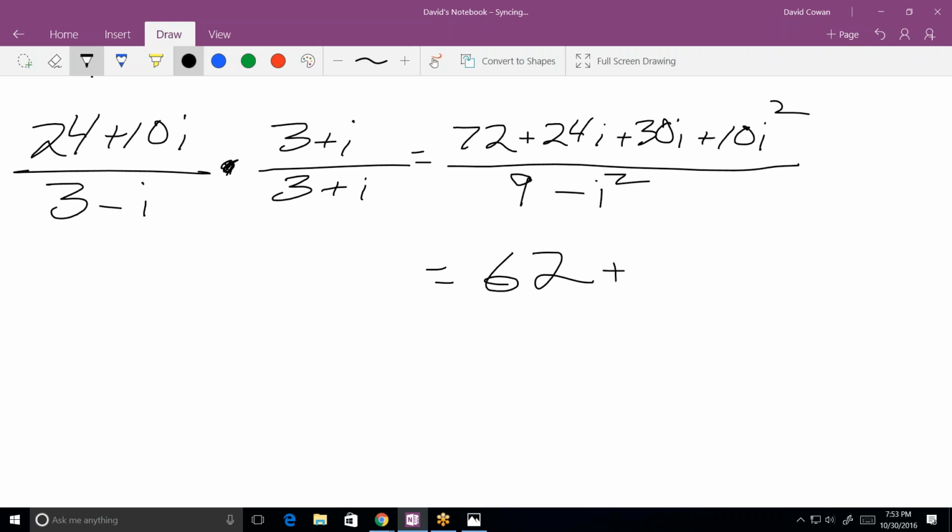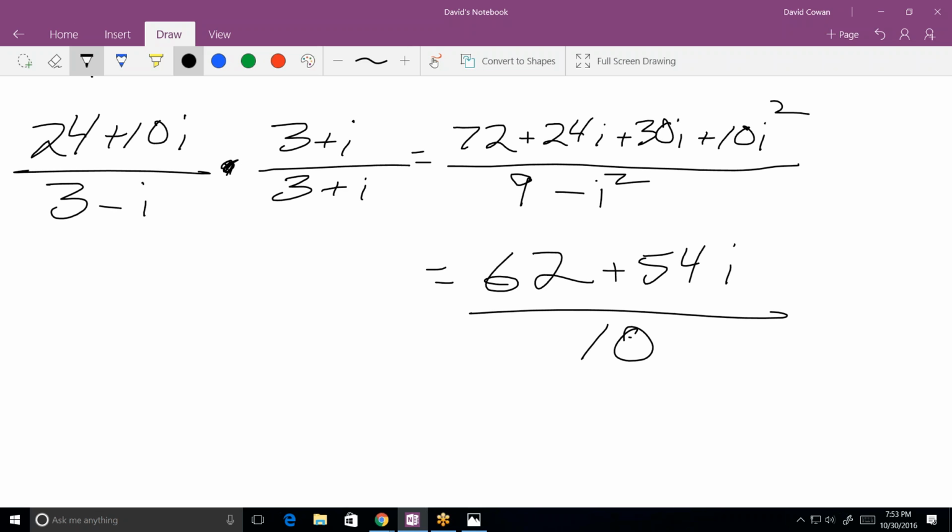Plus 54i. Correct. And what's the bottom become? Bottom becomes, see that negative i squared becomes a 1. What's the bottom become? A 1? No, 1, but I've got to combine it with the 9. Oh, 10. Okay, my bad. That's all right. That's what I was trying to get out of you, was to give me the whole number.